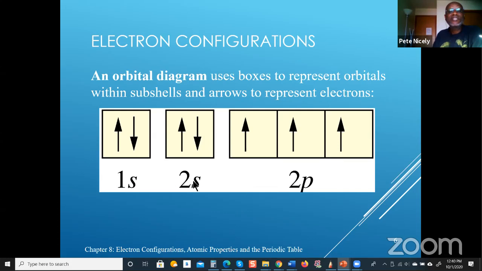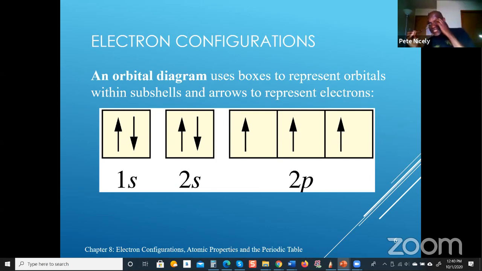In the 2s subshell, you have 2 electrons spinning in opposite directions. And finally, in the 2p subshells, you have 3 electrons, each occupying an individual subshell, and they're all spinning in the same direction, all right? So that's basically how you'd interpret this representation.